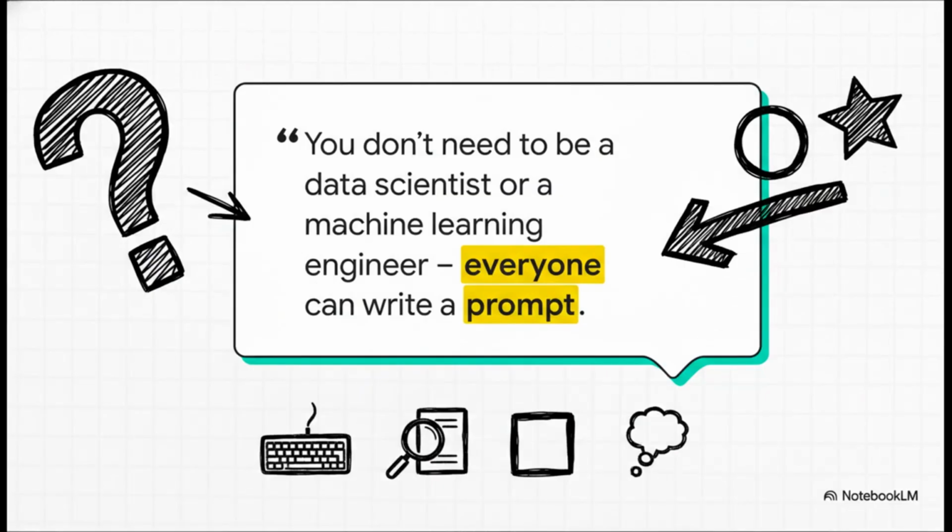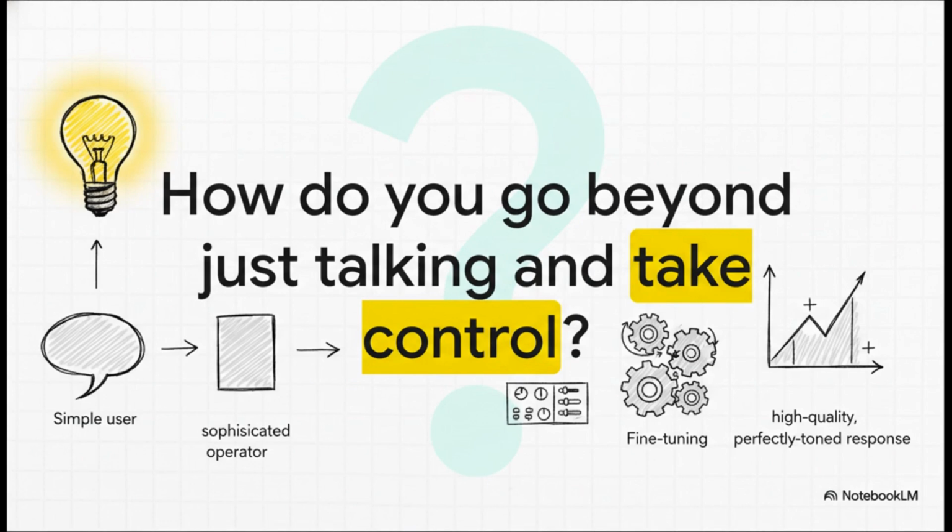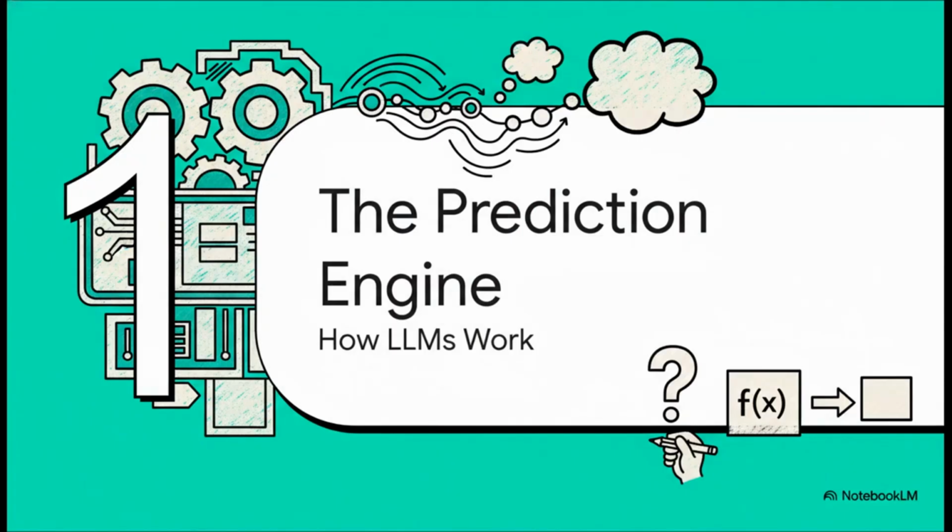And that's the thing, right? Anybody can write a prompt. It's the starting line for everyone. You type in a question, you get an answer back. It seems simple enough on the surface. Because there is a huge difference between just asking a question and actually crafting a prompt that gives you a predictable, high-quality, perfectly toned response every single time. That's the leap we're going to make today, from being a casual user to becoming someone who can precisely steer what the model creates. To get there, first, we've got to peek under the hood a little bit.